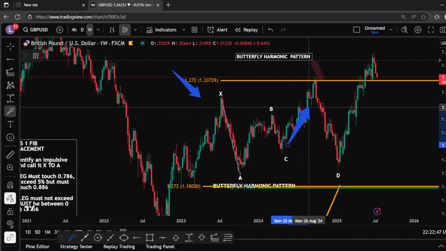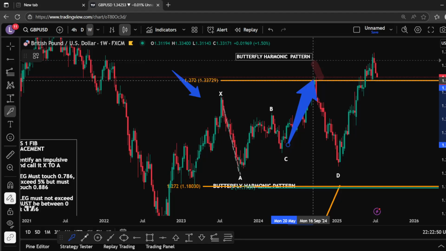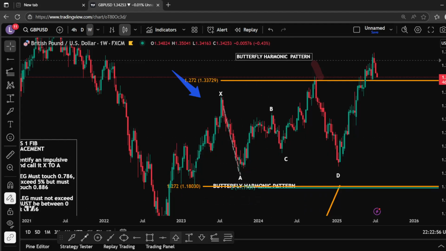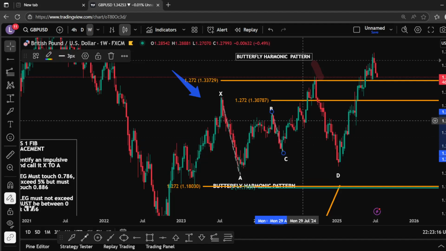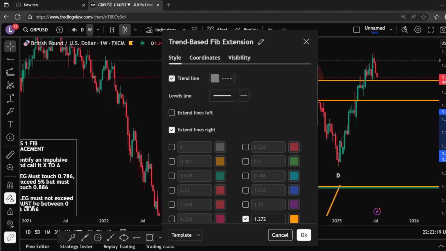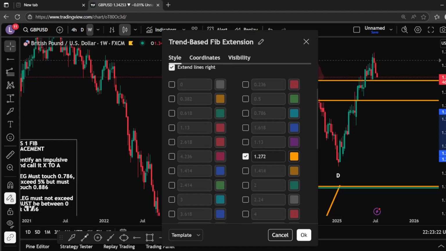So the price rallied and then rejected the 1.272. Okay, FIB extension. So the next thing that we need to do is to measure our BC leg. Again, you grab the FIB extension, you go from C to B, back to C, and we say that we need three numbers and one of them must align closely to the D completion. So we need three numbers and the numbers are 1.618, 2.0, and 2.24.